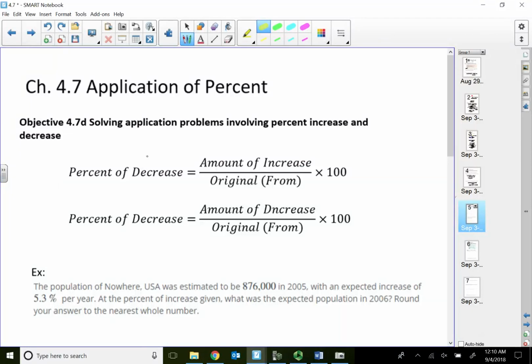So percent of decrease, this is percentage, is equal to the amount. Oh Lord, I got all this mixed up now. Darn it. So this first one is percent of increase. I am so sorry, got a lot of typos here.